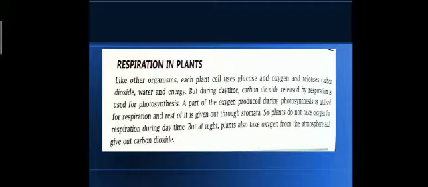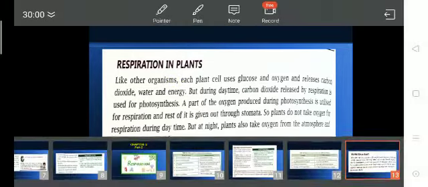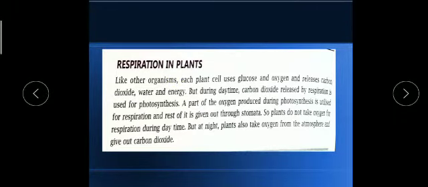So, children, in this video, I am going to explain to you the respiration process in plants. In my last video, I explained respiration in animals, that different animals have different respiratory organs for respiration, for breathing. Like this, plants also, being living organisms, have respiratory organs or respiratory parts.